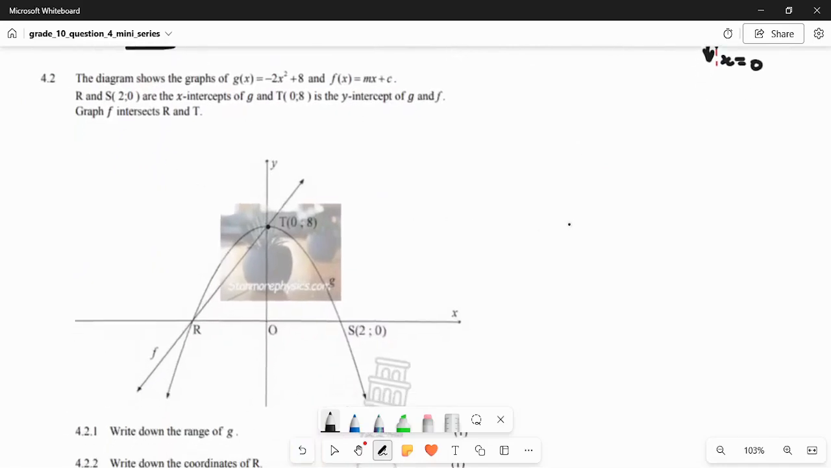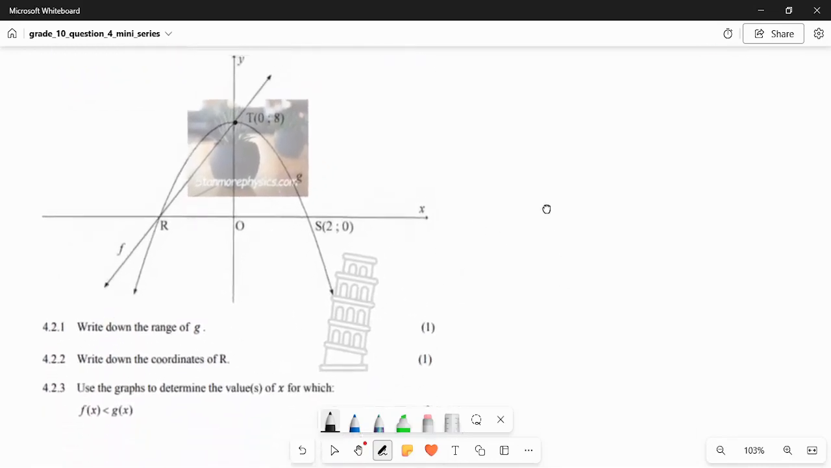Question number 4.2. The diagram shows the graphs of g of x is equal to negative 2x squared plus 8 and f of x is equal to mx plus c. R and S are the x-intercepts of g, and T is the y-intercept of g and f. The graph of f, a straight line, intersects at R and T. Now our questions.